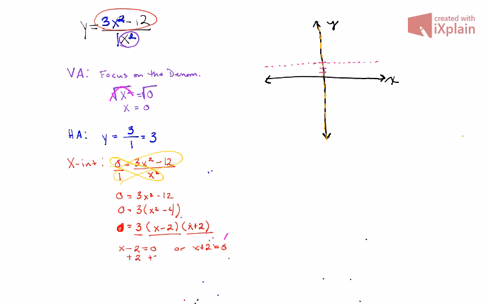So I'll add 2 to both sides in this case, and this gives me x is equal to 2. So that means I have an x-intercept at (2, 0). And then with this one, I would subtract 2 from both sides, and that would give me x is equal to negative 2. So that means I have another x-intercept at (-2, 0). So I'll go ahead and plot those.